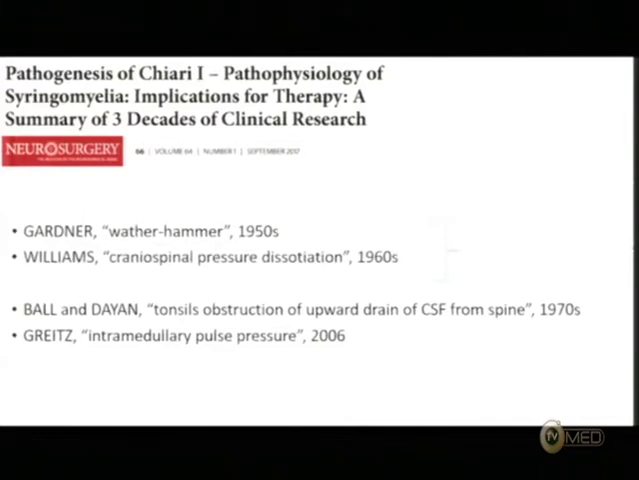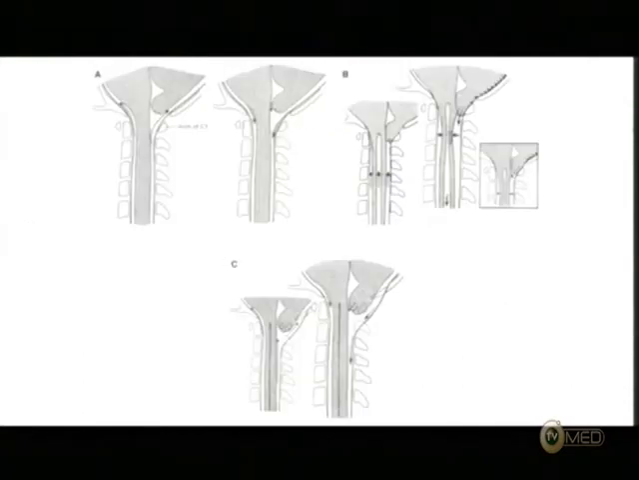We studied in the university the Water-Hammer theory, Gardner's theory, and the cranial-spinal pressure dissociation. This needs an obex permeability. We now know that most of those patients don't have this permeability in the obex, so obviously this is not the pathophysiology. But we know that there's some degree of malfunction in the systolic and diastolic movement of the CSF between the spine and the cranium. And probably when we open this posterior fossa, we restore some way of circulation of this CSF.